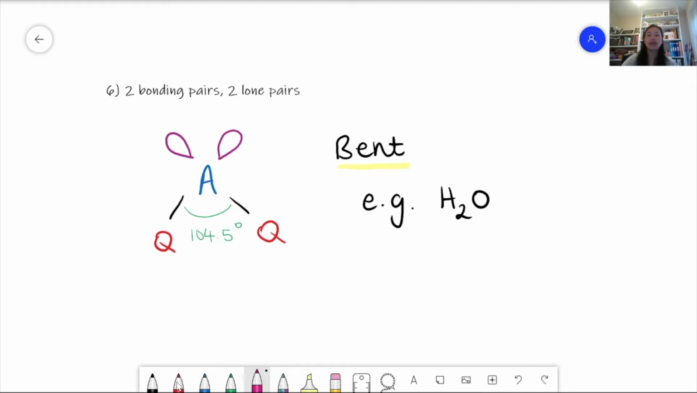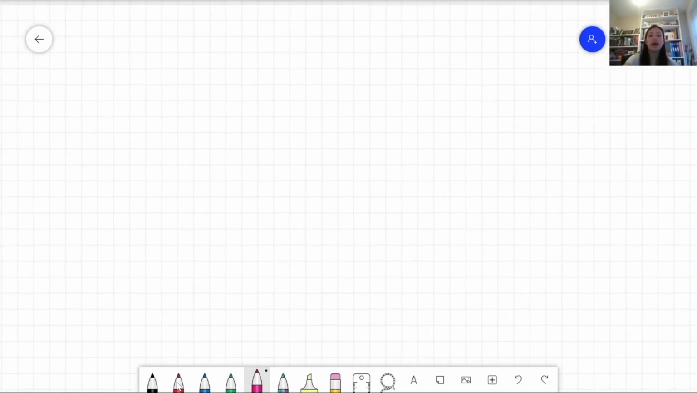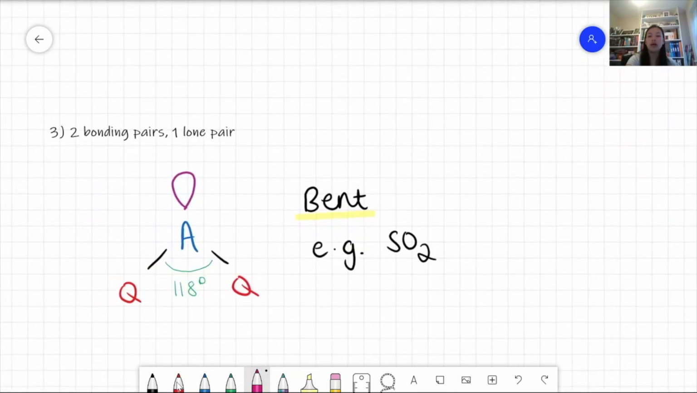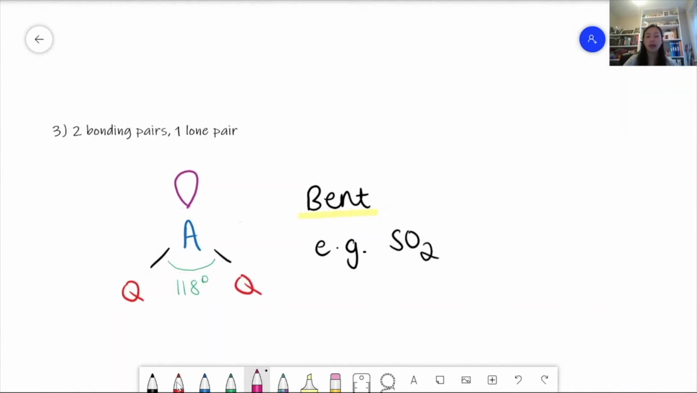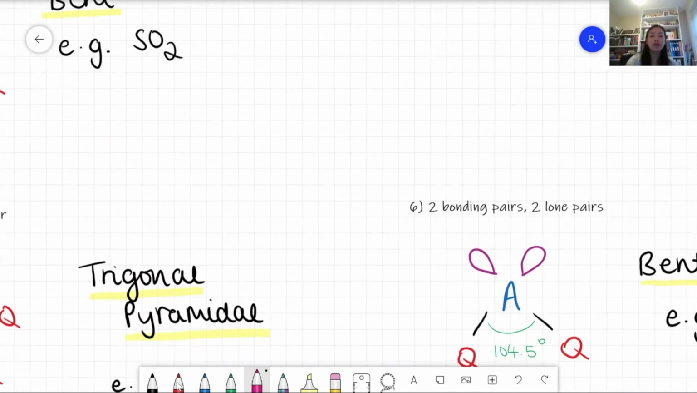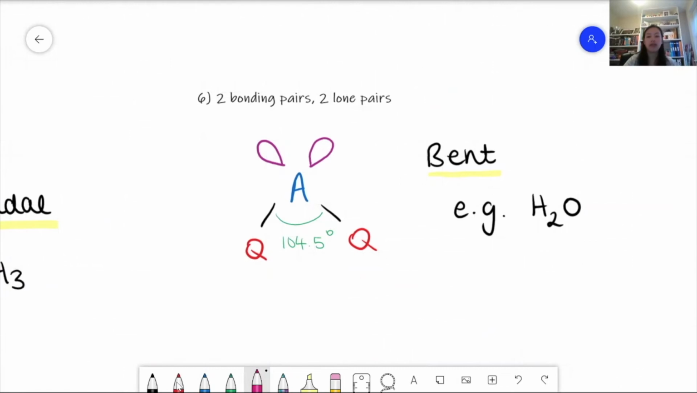So this is similar to the bent that we saw before, but this one is 2D and the angle is 118 degrees. And this one is 3D, but the angle is 104.5 degrees. So they are different.